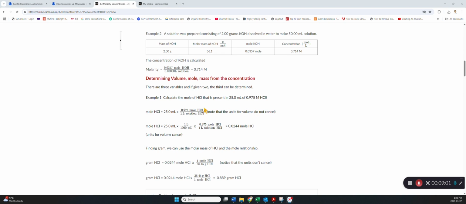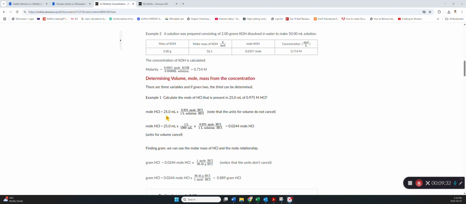So let's take a look at an example. Calculate the moles of HCl that are present in 25 milliliters of 0.975 moles per liter HCl. We'll expand this to moles over liters, and we have to multiply the volume. So in order to multiply the volume by the concentration, you'll end up with the answer.